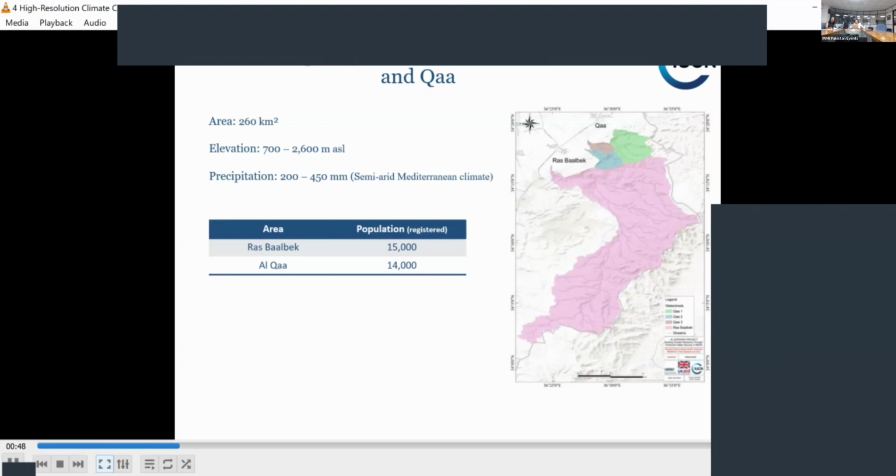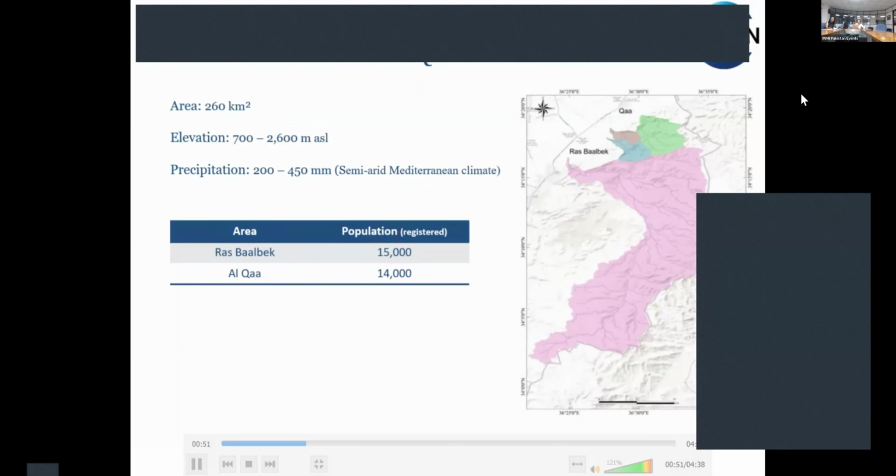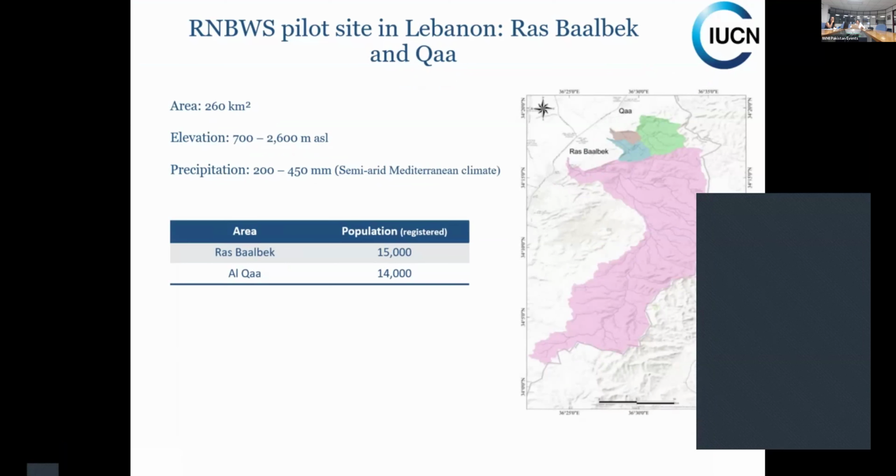As a whole, the area of the basin is around 260 square kilometers, with a varied elevation from 700 to 2,600 meters above sea level. As the names of the two villages indicate, Ras Baalbek is the upstream and Qa is the downstream. Precipitation varies from 200 to 450 millimeters per year, and the population of the two villages is around 29,000 registered inhabitants.